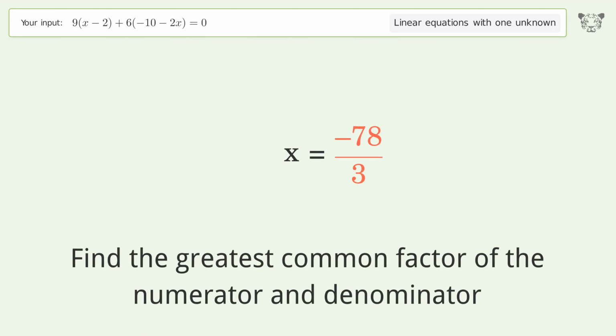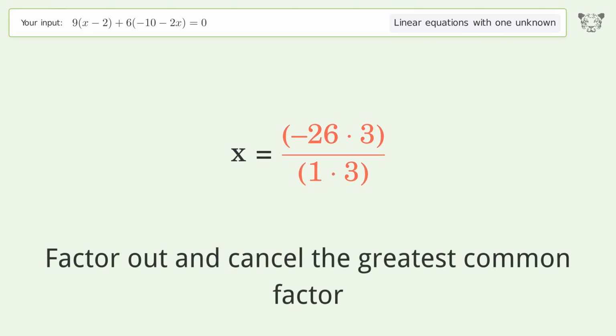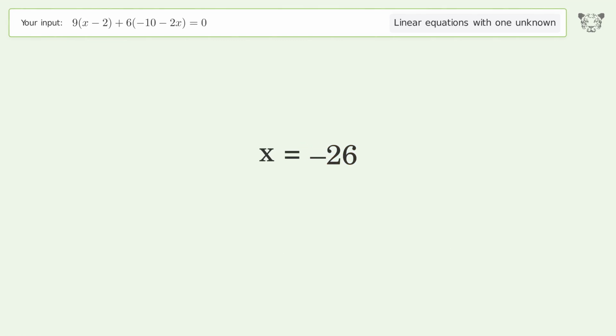Find the greatest common factor of the numerator and denominator. Factor out and cancel the greatest common factor. And so the final result is x equals -26.